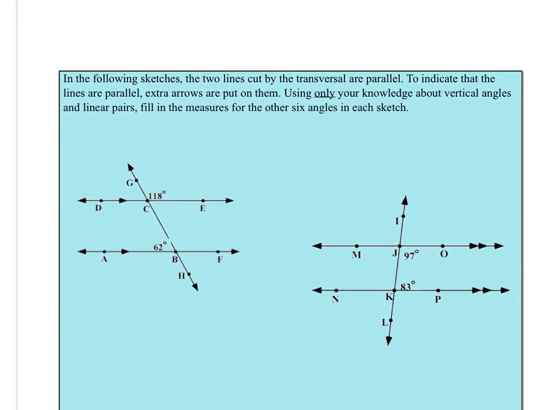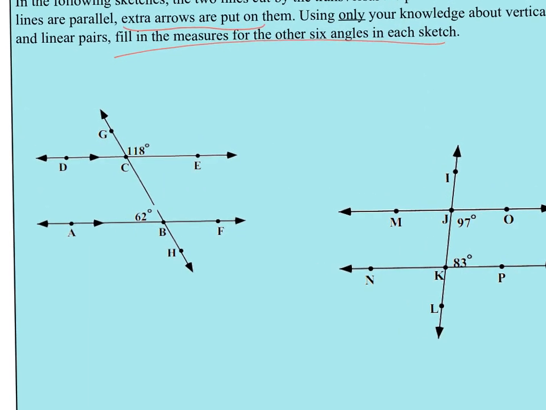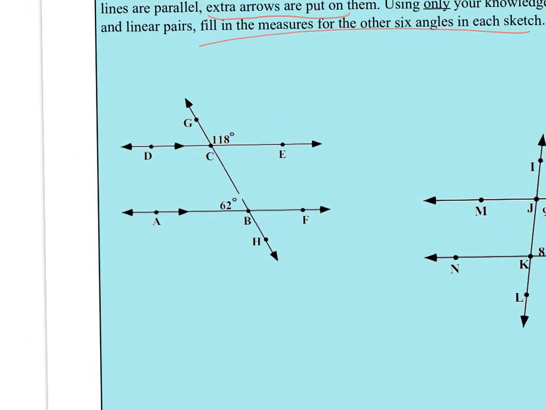So in the following sketches, two lines are cut by a transversal and are parallel. To indicate that the lines are parallel, extra arrows are put on them. So you'll see here, and then here and here. That is to allow you to recognize that those are going to be parallel. So now, fill in the measures of the other 6 angles in each sketch. So if you look at this one, you've got to use what you know to figure out the rest of the angles.